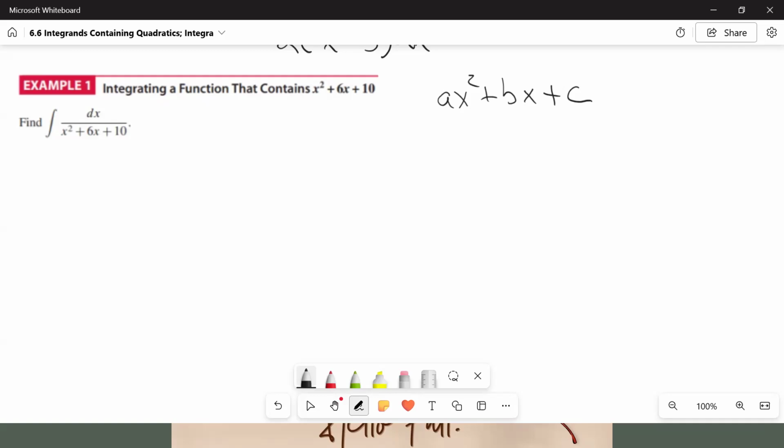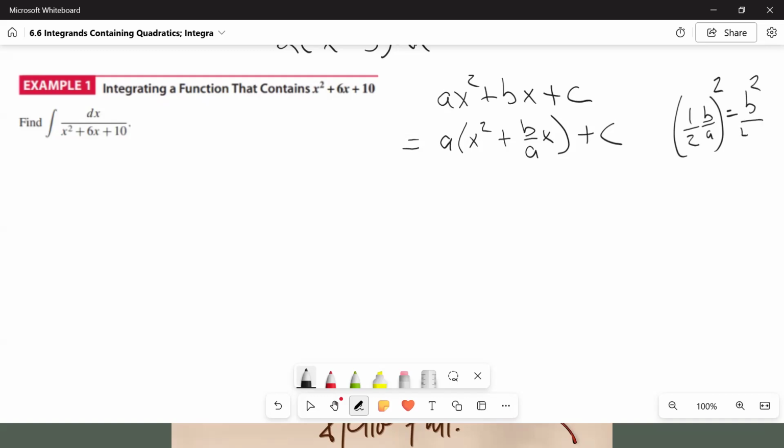So the first thing you want to do is factor a out of the first two terms like this: ax squared plus b over a x, plus c. Okay, and then you want to take half of b over a and square it. So half of b over a, squared, you would have b squared over 4a squared.